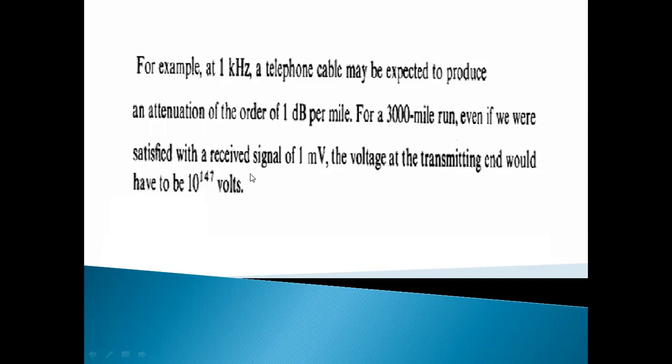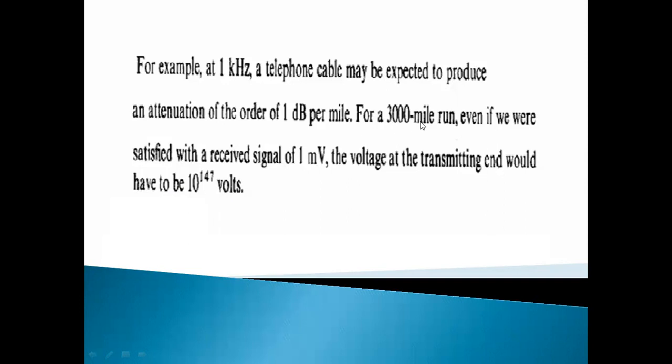After attenuation, you have to receive a 1 millivolt signal at the receiving end. So how much must the transmitted signal be? If you calculate that, the transmitted signal is 10 to the power of 147 volts. If the input signal is 10 to the power of 147 volts, the received signal is only 1 millivolt. See the difference.